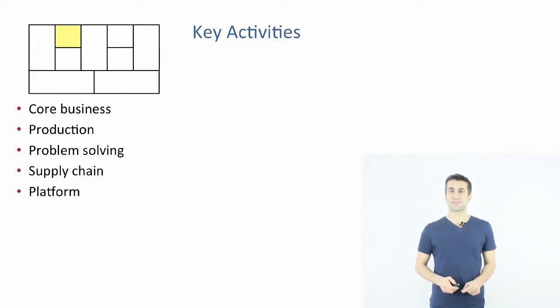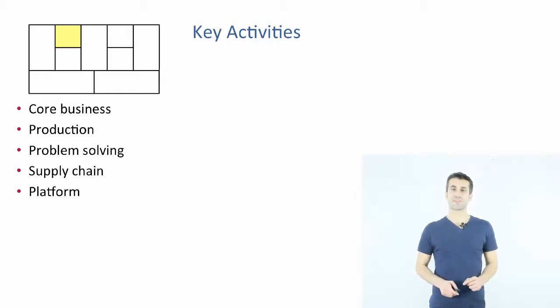Key activities. This is the part where you define your core business. What activities do you really need to have? Is it production? Is it problem solving? Is it supply chain? Or are you just a platform to bring together different parties? So you need to decide which activities to keep in-house and which to outsource. To what extent do you need vertical integration? This is an important decision to make.